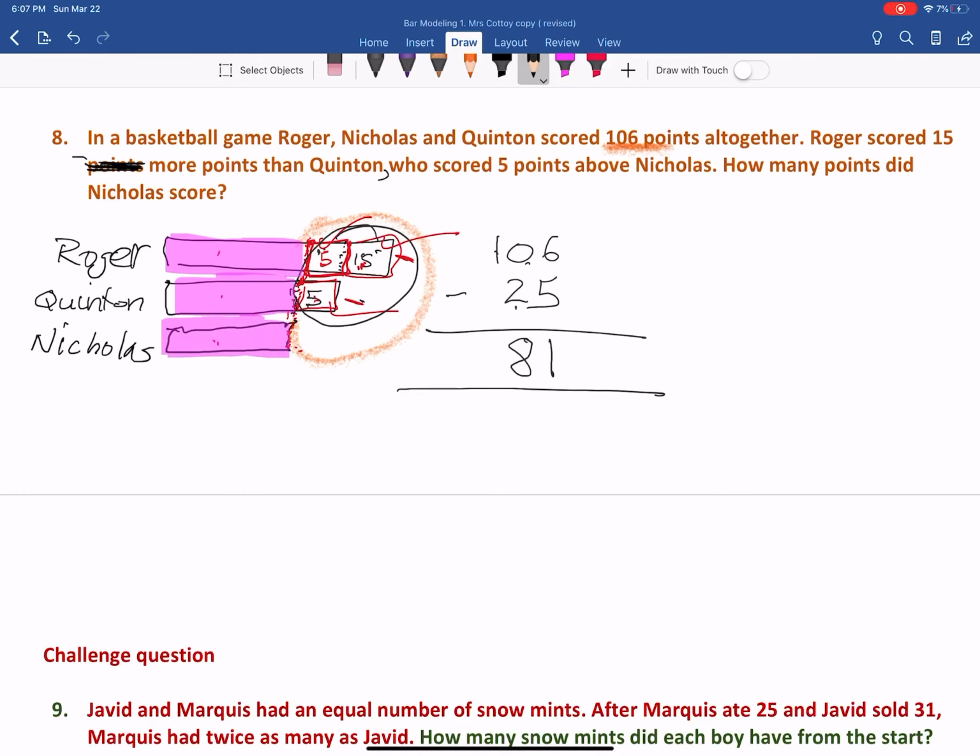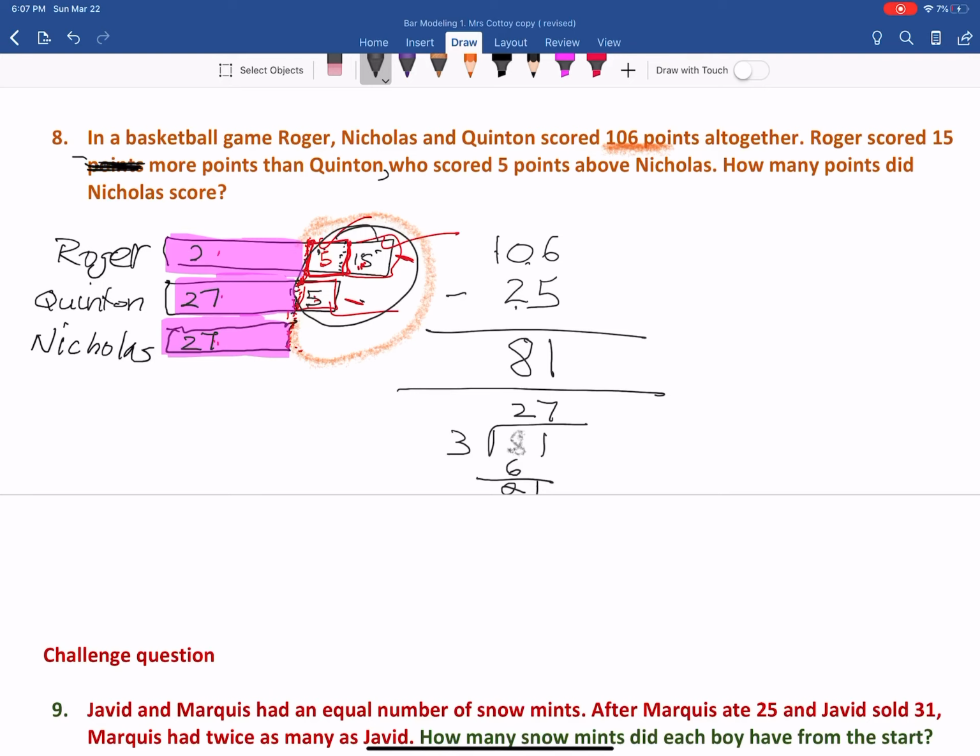So when you divide the 81 by 3, 3 into 8, 2. 2 3s are 6. 8 take away 6 is 2. Bring down the 1. 3 into 21, 7. So one of the equal parts is 27.